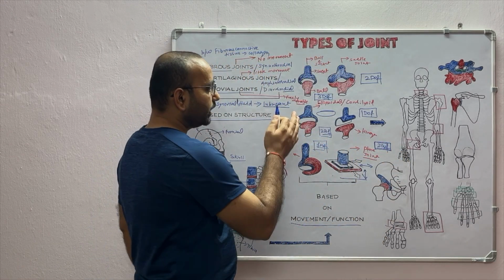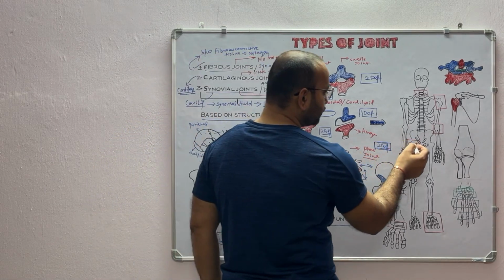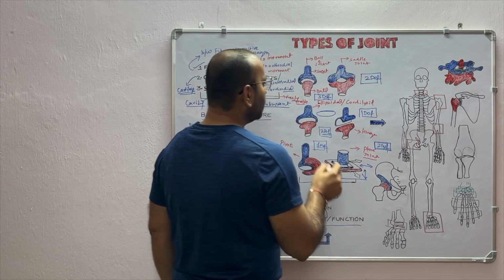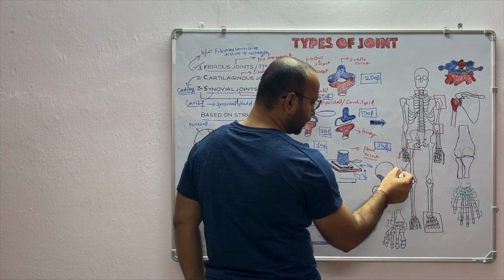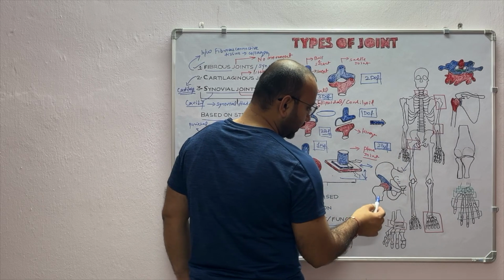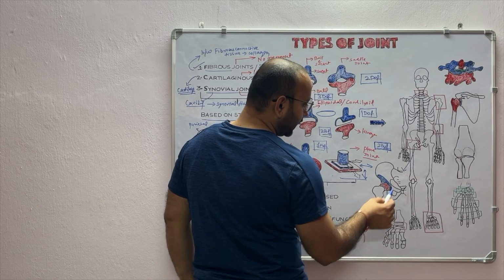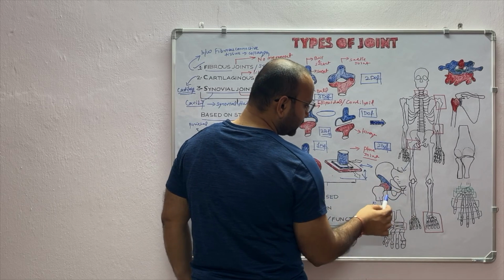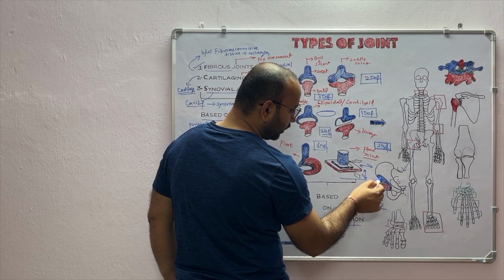Now let us see where these joints can be found in the skeletal system, right? The hip joint and the shoulder joint are examples of the ball and socket joint. This is the enlarged view of the hip joint. You can see this is the hip joint, and this is your femur bone, right? And this is your pelvic girdle. The pelvic girdle provides the cavity, and the femur bone provides the ball. So this is a ball and this is a cavity.